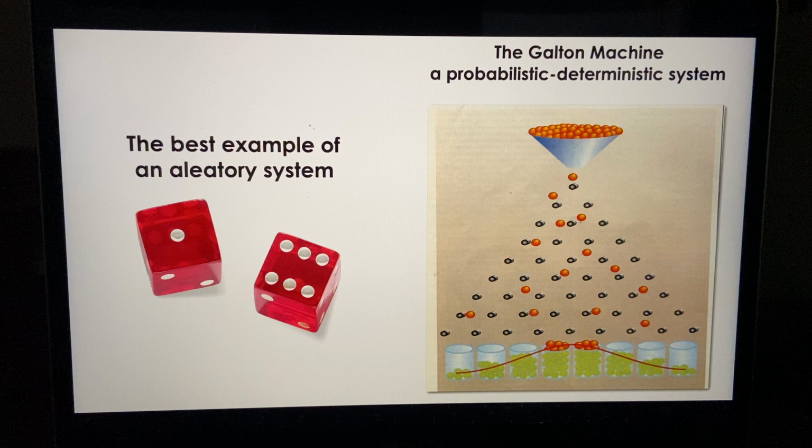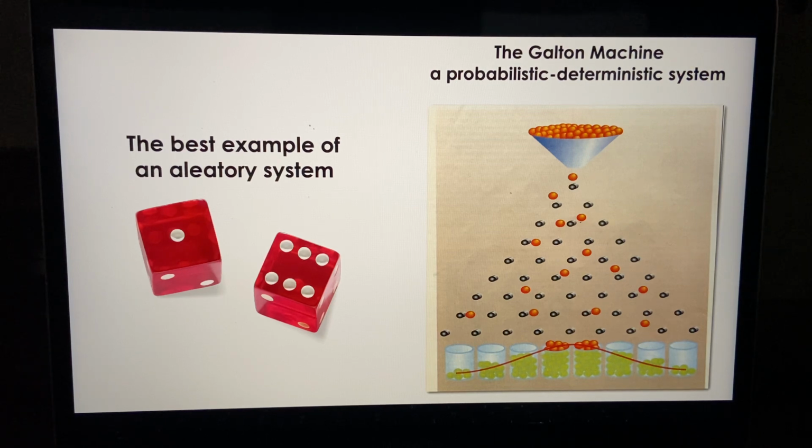You have a funnel full of balls and a lot of skittles. The balls are on a slope plane, so the balls fall down. Each one of these balls bumps on the skittles in an aleatory and stochastic manner, so you cannot predict whether they bump to the right or to the left.